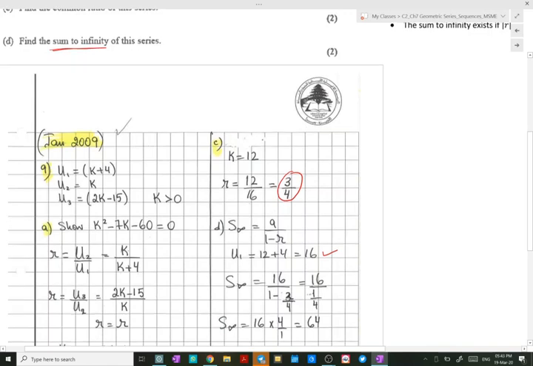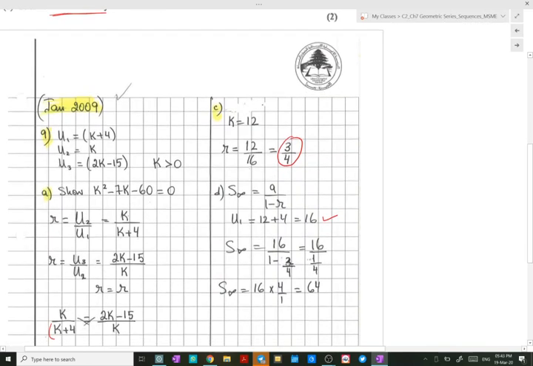And therefore you replace r by 3 over 4. So you say 1 minus 3 over 4, common denominator, it's 4 minus 3 over 4, which is equal to 1 over 4. Here you have a division bar, therefore when you change it to multiplication, you flip the fraction. Therefore the sum to infinity is equal to 64.